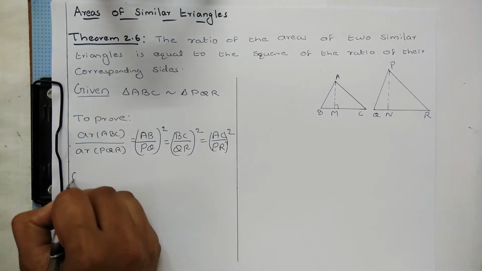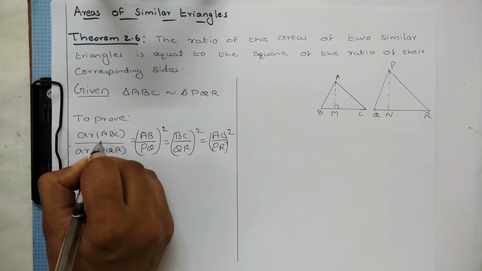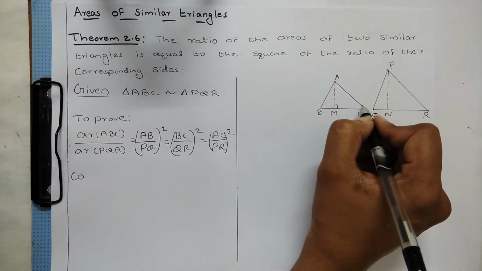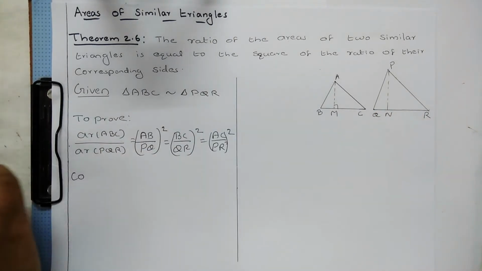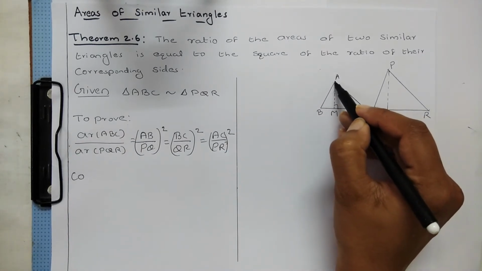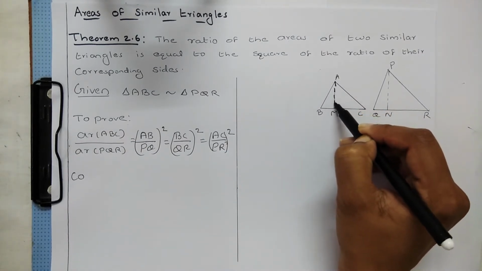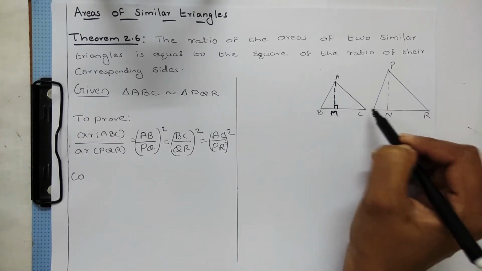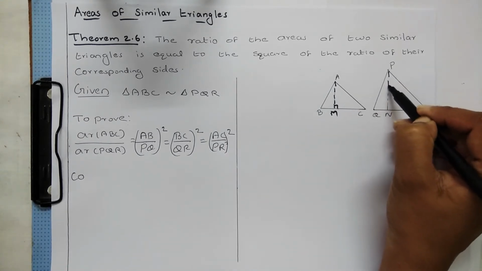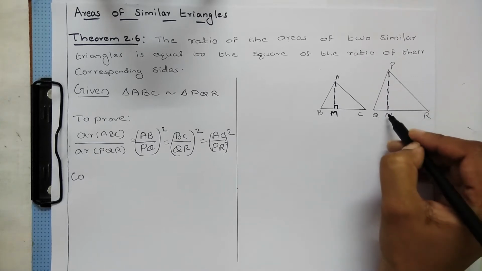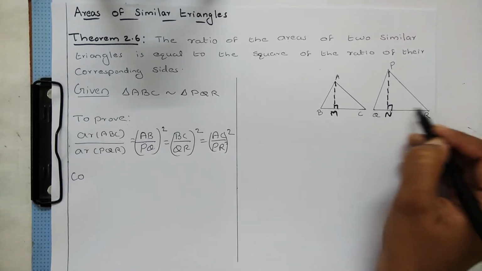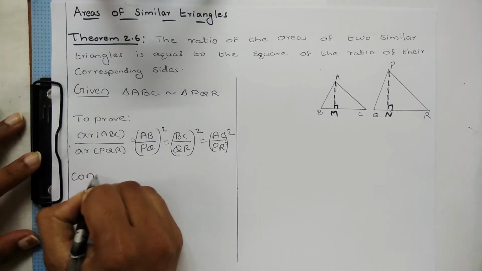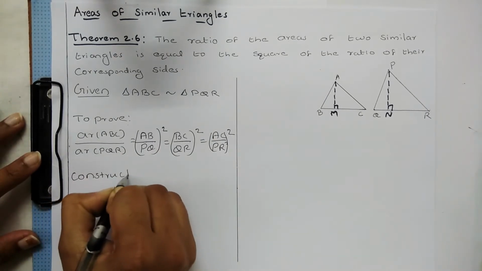In this, we are doing a construction, because here you have to find the area, right? So we have to find the height of the triangle. So here I am constructing AM perpendicular to BC and PN perpendicular to QR. That is the height of the triangle. Why are we constructing like that? We need to find the area.